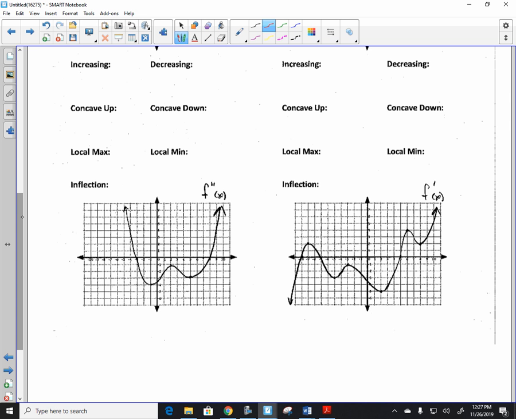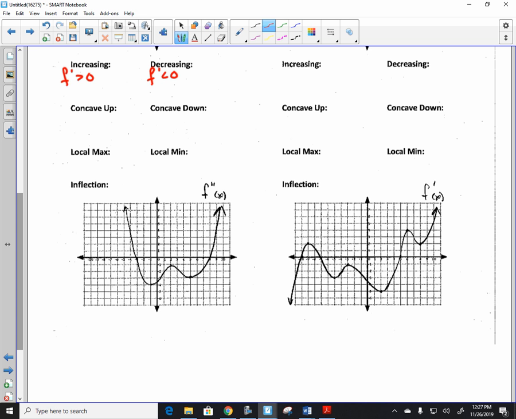Does f double prime tell us about increasing or decreasing? What tells us about increasing or decreasing? F prime, right? If f prime is positive, then we know it's increasing. If f prime is negative, we know it's decreasing. Does this tell us anything about f prime? No. So we can't get any information from that. Right? We don't know. But we can tell about concavity.